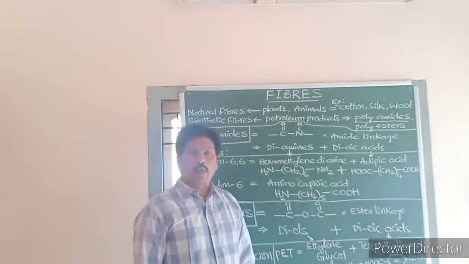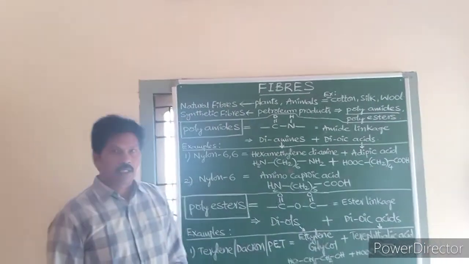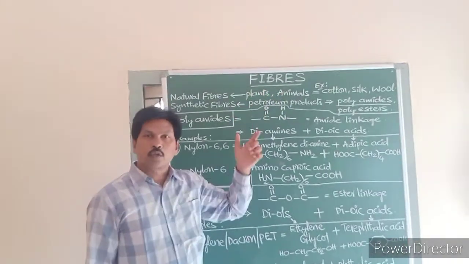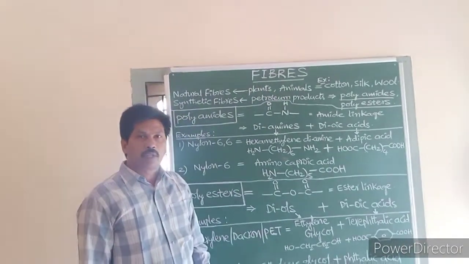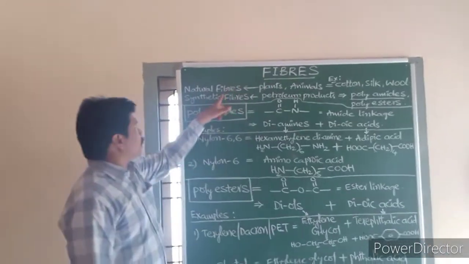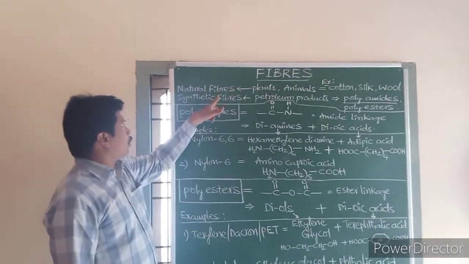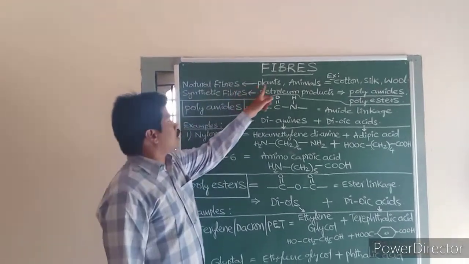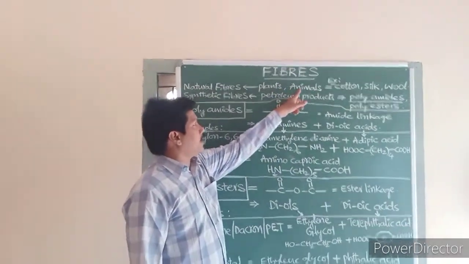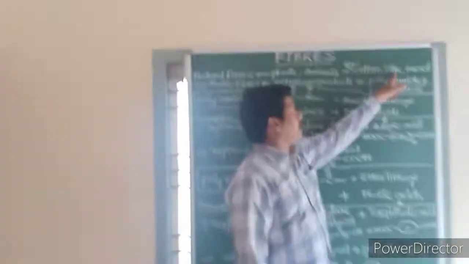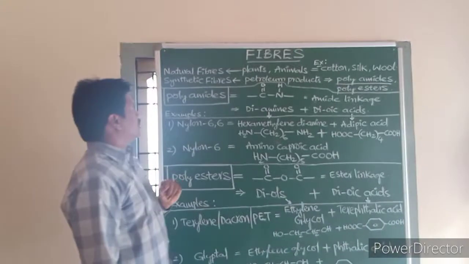Today I am going to explain about polymers. Here, the fibers. Fibers are also one type of polymers with thread-like structures. And the fibers are classified into two types, natural fibers and synthetic fibers. The important sources of natural fibers are plants and animals. The most important examples are cotton, silk and wool.